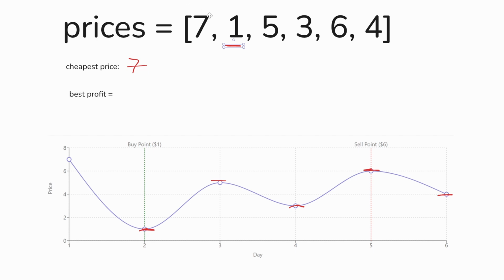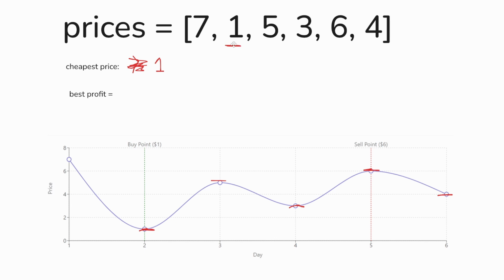Okay, so now we're on day 2, and we found a new cheapest price. The cheapest price is not 7 anymore. The cheapest price is actually 1. And we ask, what's the maximum amount of profit that we can get? But remember, we went from day 1 to day 2, so we went from 7 to 1. It would not be wise to sell because we'd be losing money, because the price of the stock actually went down. So we're going to keep looping through this prices array.